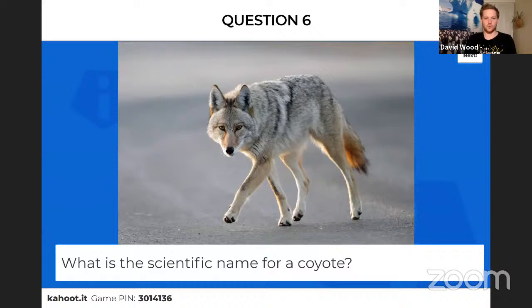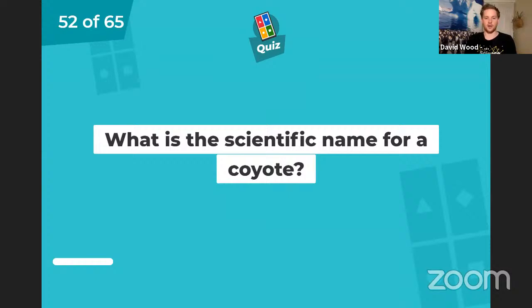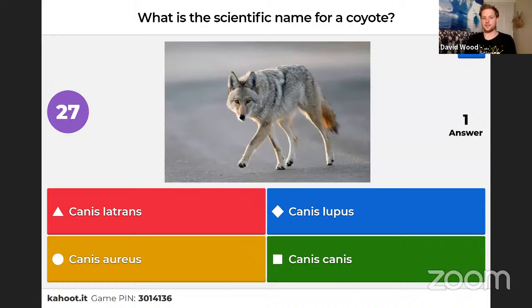Question six, what is the scientific name for a coyote? We've got a few options for you here. Is it Canis latrans, Canis lupus, Canis aureus, or Canis canis? Get those answers in as soon as you can. We're looking for the scientific name or the Latin name, not the common name, obviously. What is it? A few seconds left, get those answers in.